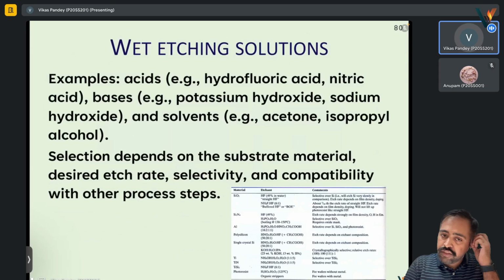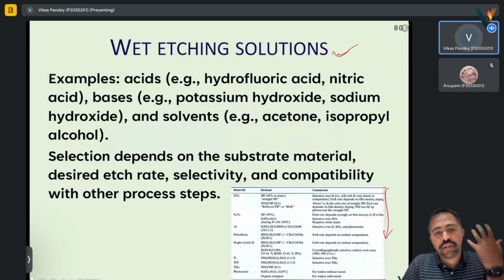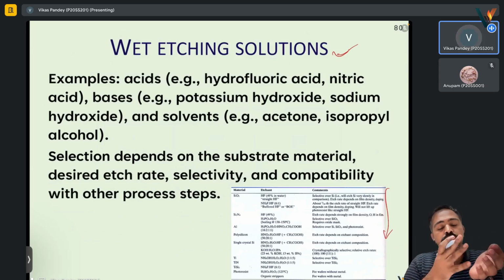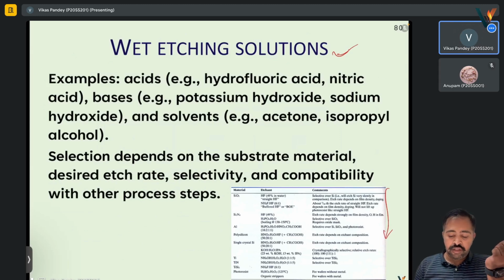So there are different kinds of wet etching solutions. This is a list of which etchants are used for different materials. There are different materials, and sometimes we have to see what other films or what substrate we are dealing with. According to that we will choose the etchant that we have to use for our purpose. Again, these are some more etching solutions.